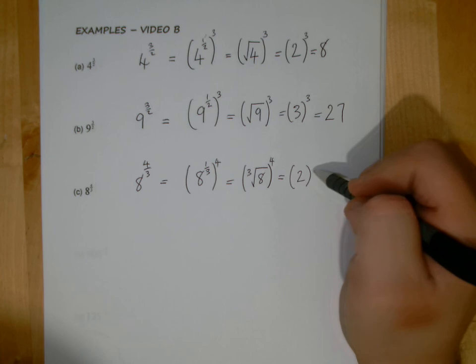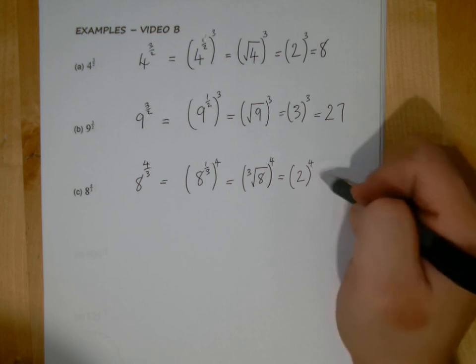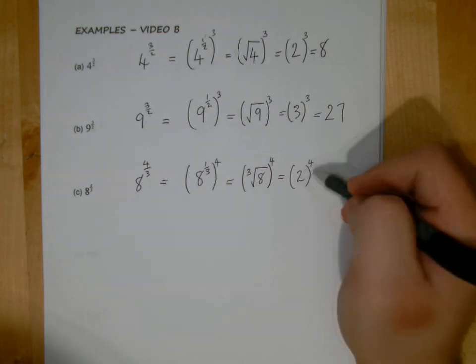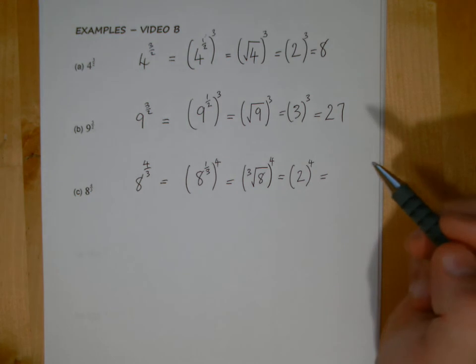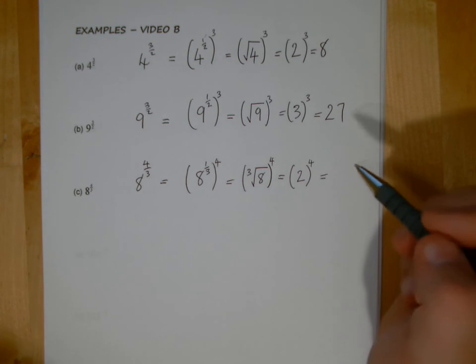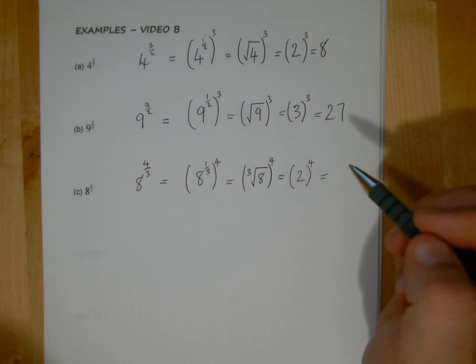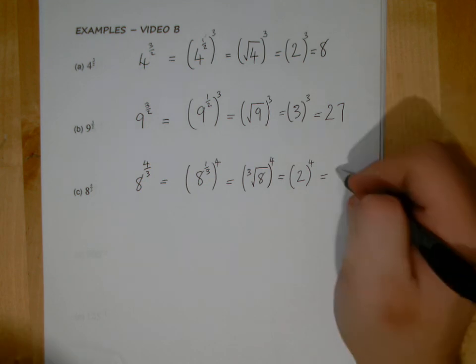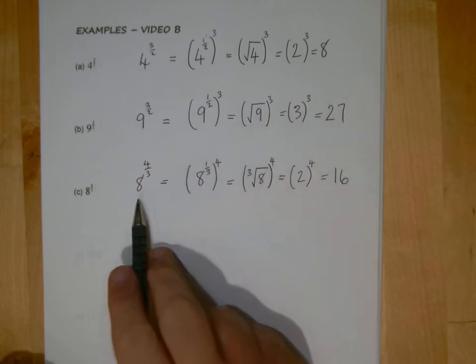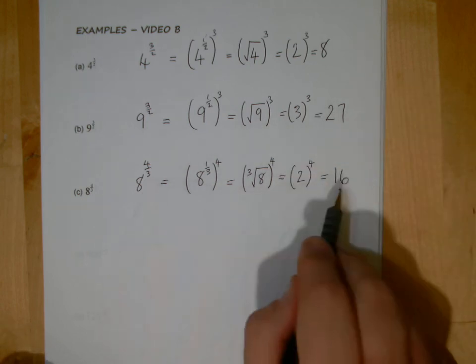So we've got 2 inside that bracket, and then to the power 4. That's not difficult to work out, because all you've got to do is 2 times 2 times 2 times 2. Let's go through it. 2 times 2 is 4, times by 2 is 8, and times that by 2 is 16. So we've worked out that 8 to the power 4/3 is equal to 16.